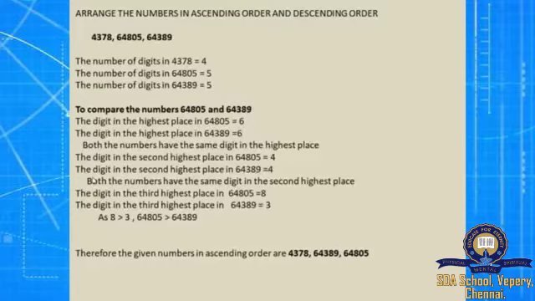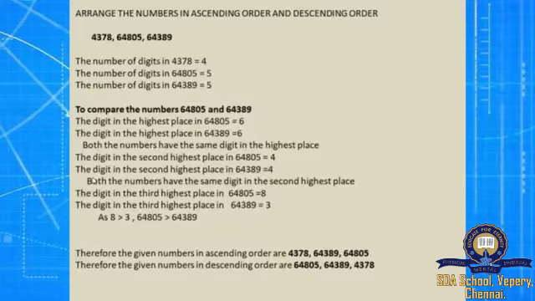Therefore, the given numbers in ascending order are: in ascending order, we have to arrange from smaller number to greater number. So the smaller number is 4,378. The next smaller number will be 64,389, and the next number is 64,805.